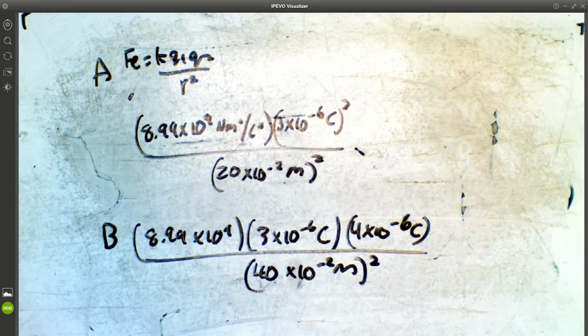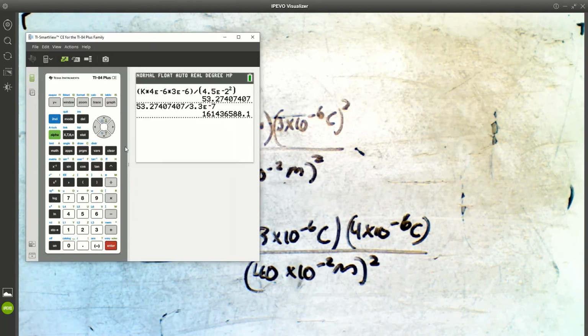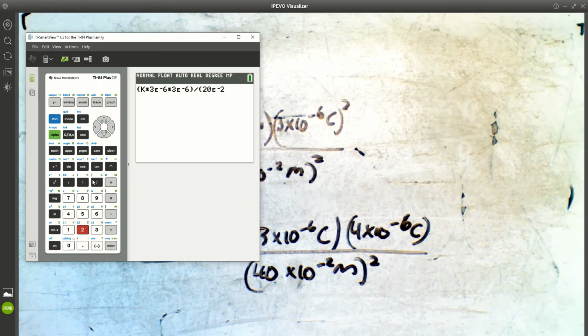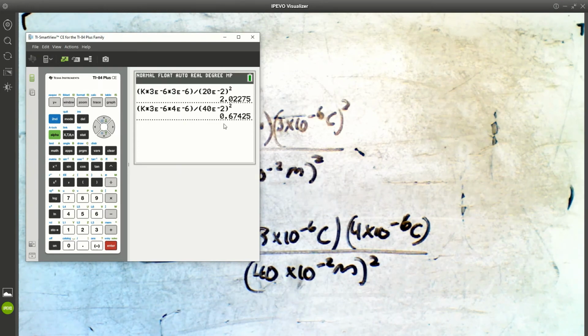So we can calculate both of those. Let's plug those into our calculator. So alpha K times 3 times 10 to the negative 6 times 3 times 10 to the negative 6. I'm typing it in like this for a reason. And they are 20 times 10 to the negative 2 meters away. Don't forget to square it. So this is A. And then for B, I can just push second enter. The only difference is they are 40 centimeters apart, and one of them has a charge of 4. So you can see that it's much further. It's about a quarter of the other one. Okay, so those are our two values.